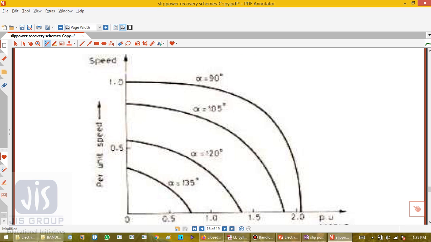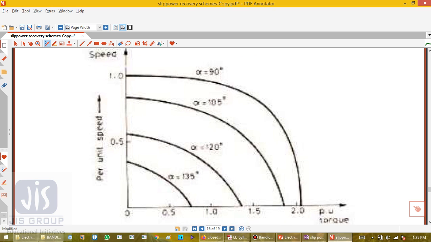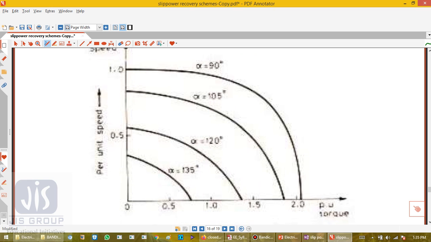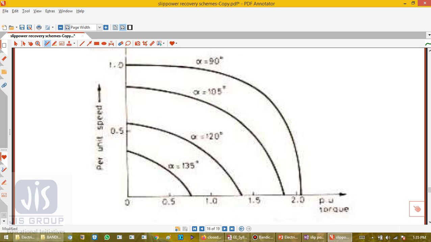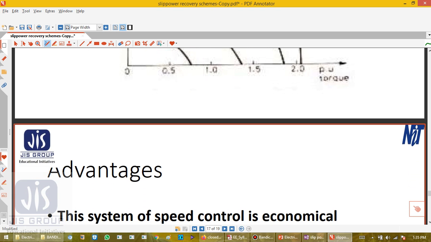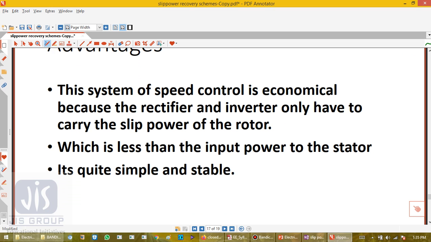Okay, and this is the speed torque characteristics of static Kramer's drive, for different firing angles of the inverter. So if we change the inverter firing angle, we can get the torque speed curve for different firing angles. Okay, and this is the advantage.